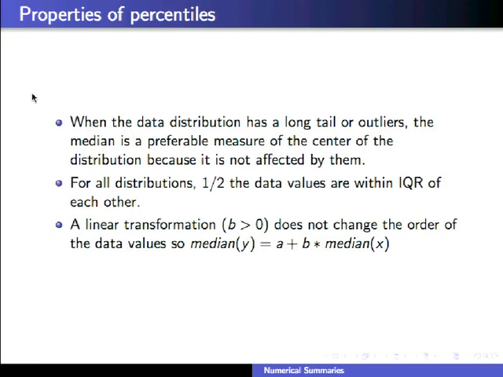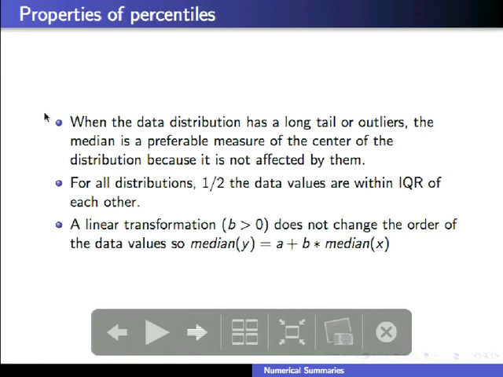What happens when we make a linear transformation of our data? So let's just think about it when b is positive. So I'm shifting my data, or I'm rescaling my data. Does that change the order of the observations? No, so the median should still be the old median, but now relocated. And so it'll be a plus b times the old median.